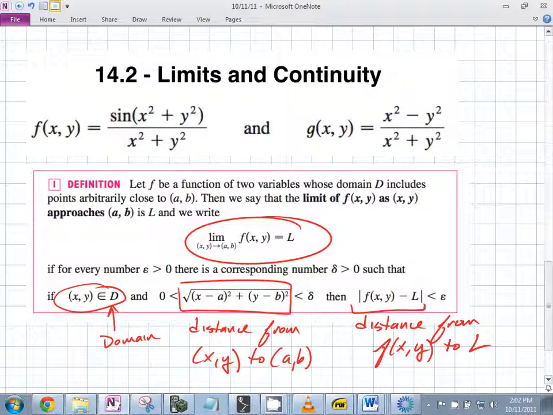This guarantees that it's the limit because how small can epsilon be? 0? No, it can't be 0. How small can epsilon be? 0.001. So what does that mean? You can make epsilon very small, as small as you want. Like 0? No, because you can't.